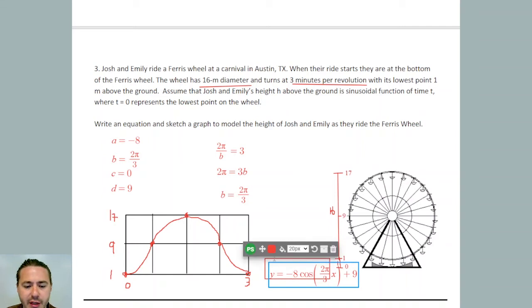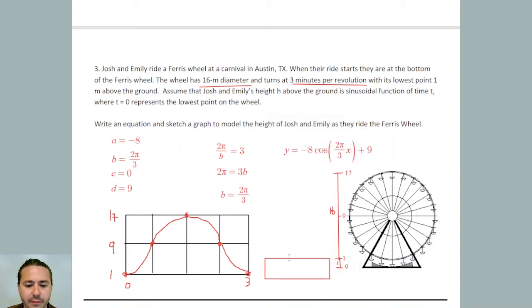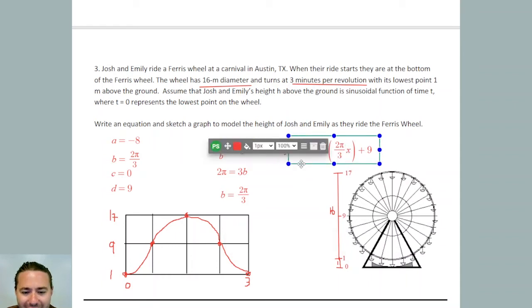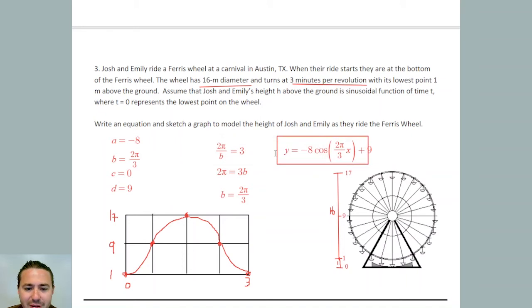And just to clean this up a little bit, let me put the equation up here. That's it. That is our equation for number 3. What I like to do is just box this up here. Make it a little bigger. Okay, there we go. That's good enough. So there's our function. Here's our graph, and we're done there.